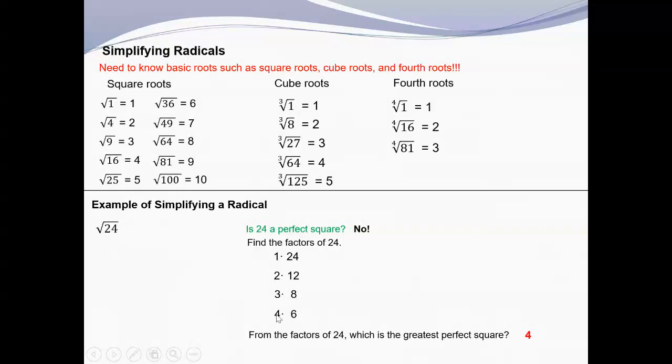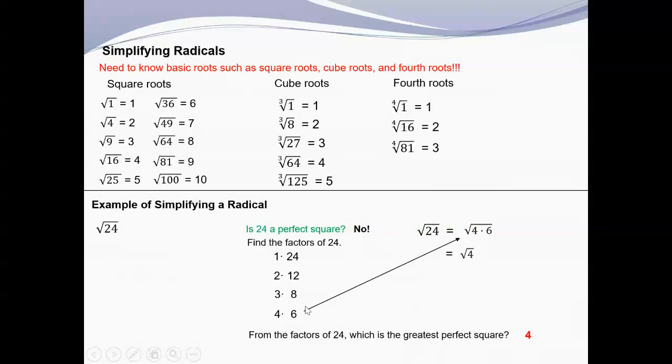The answer is 4, right? Because 1 is a perfect square, right? But 1 doesn't count because it's the lowest. 24 is not a perfect square, nor the 2, nor the 12, nor 3, nor the 8. The 4 is a perfect square. So that's why this is the combination that I'm going to use.